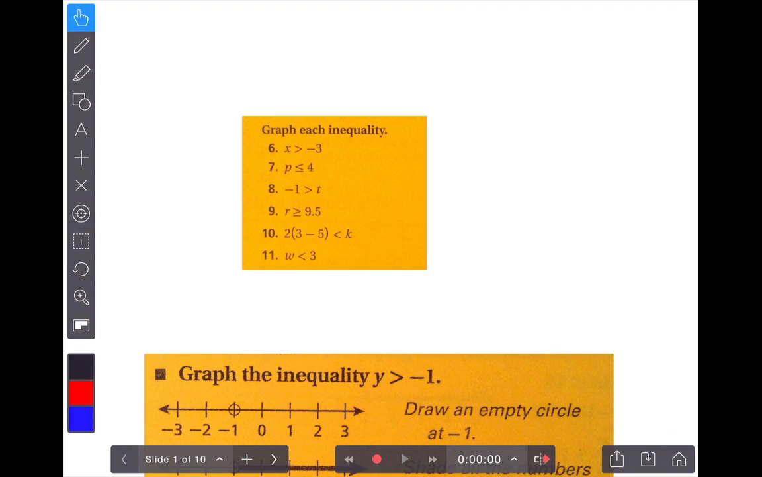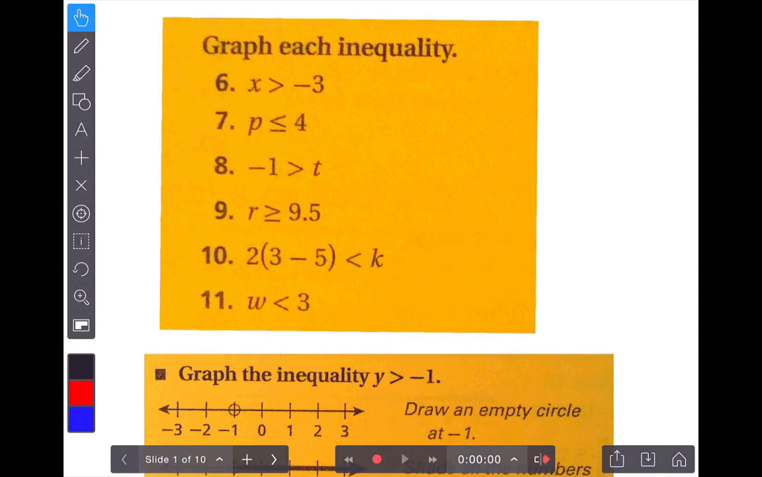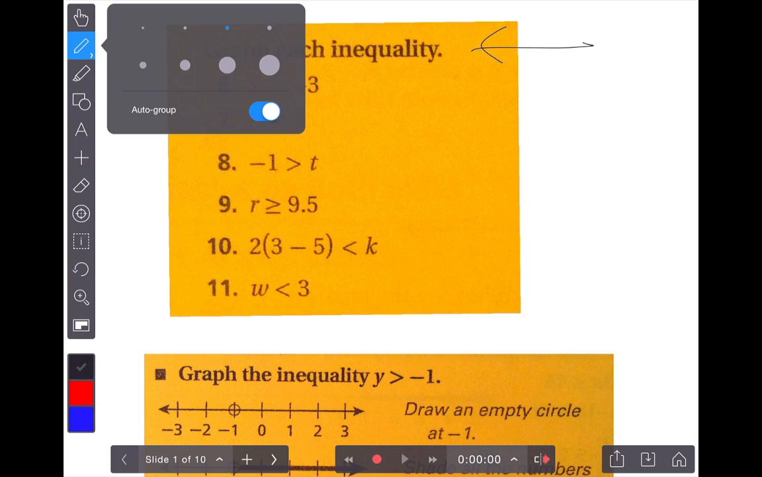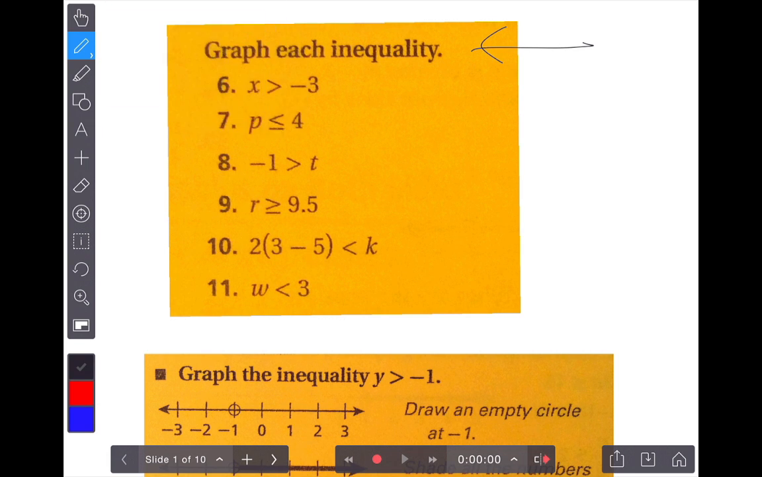Okay, ladies and gentlemen, what we're going to do here is I'm going to go through these problems and pinpoint what you need to know for the test tomorrow. All right, first of all, let's take a look at this. The instructions on this is just basically graph the inequality. Now you don't have to do anything in particular. You don't have to solve it.